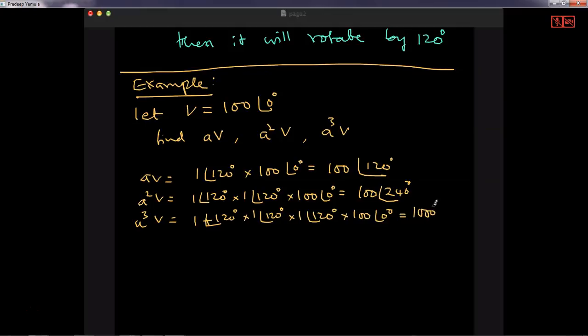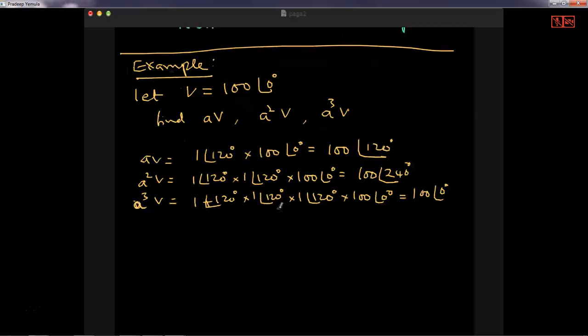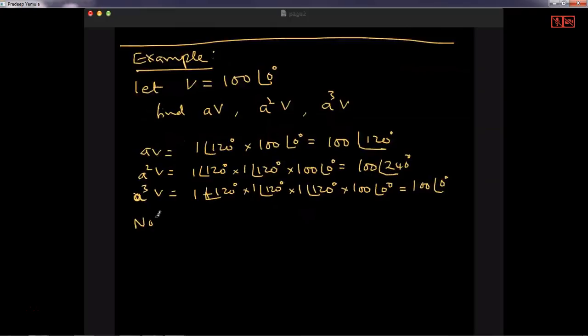So this is 100 angle 0 degrees. So like this. So this is the effect of A operator. So note, A cube equal to 1.